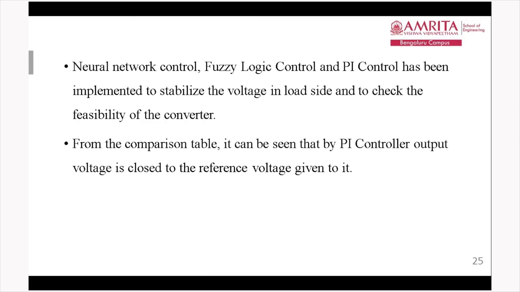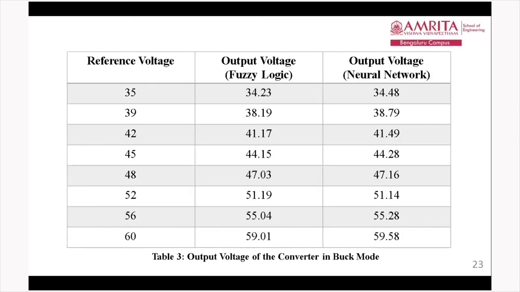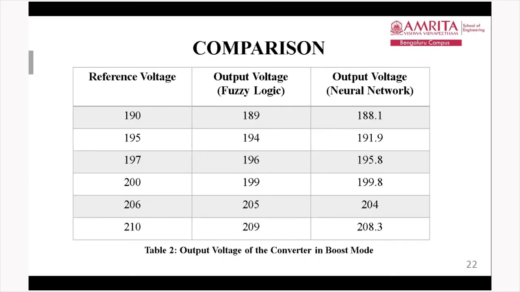For the comparison table, it can be seen that the PI controller can bring the output voltage close to the reference voltage. Although I have not given the PI controller here, we can clearly see that in buck mode the neural network works far better, and in boost mode the fuzzy logic control is getting better.